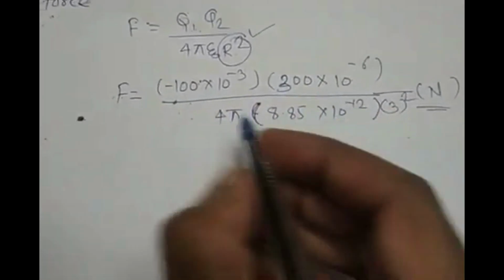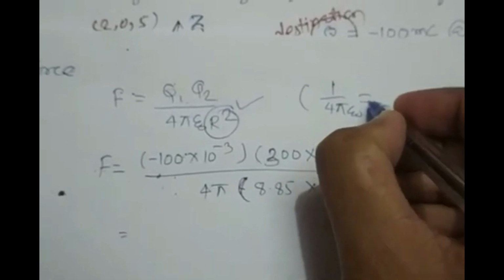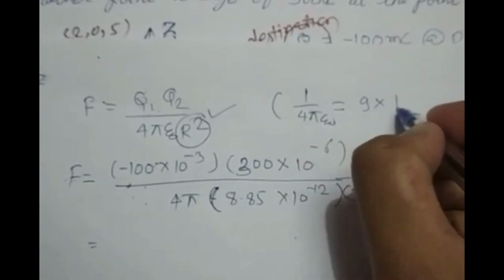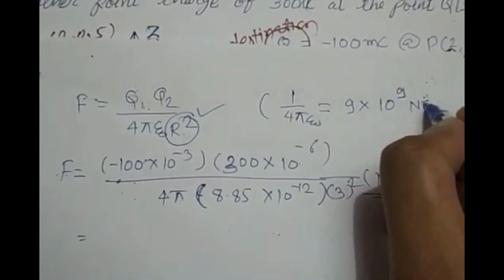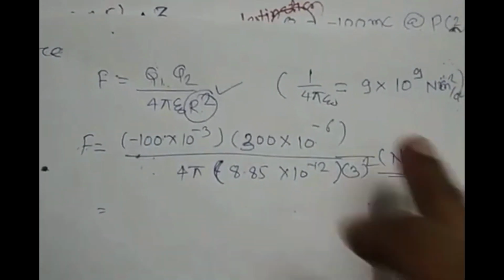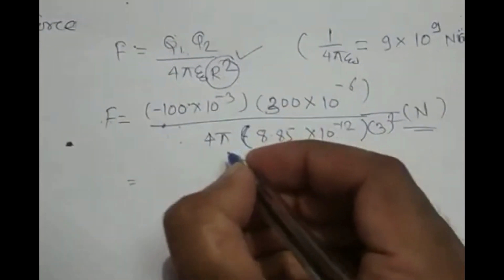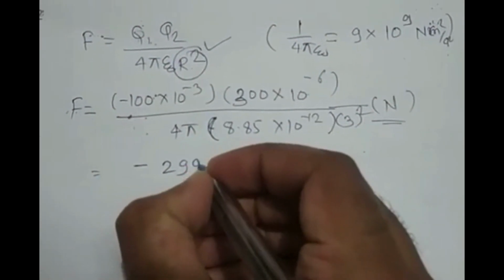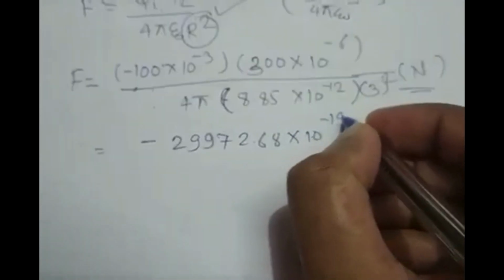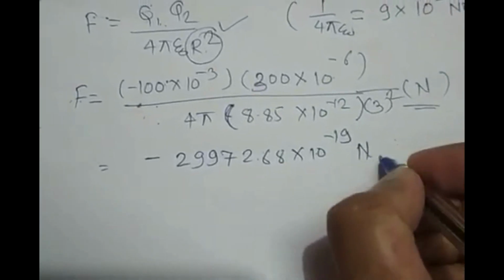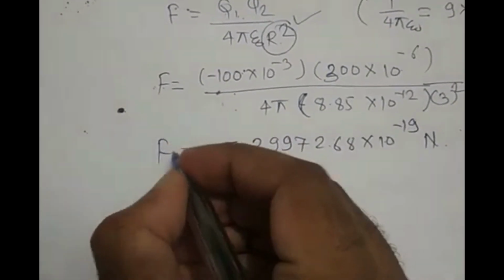Here I am using all the values for practice purpose, but you can use the 1 upon 4 pi epsilon naught constant value we have calculated. It is 9 into 10 to the power 9 newton meter square per coulomb square. Directly we can multiply this value with Q1, Q2. So if we calculate this, we get some value around minus 29972.68 into 10 to the power 19 newtons. We can calculate this. This is about the magnitude without bar.